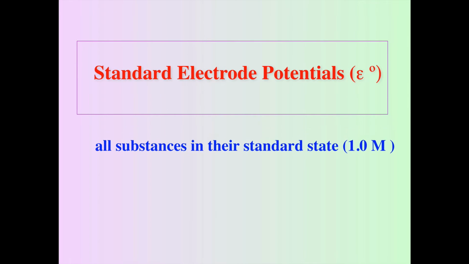Standard electrode potentials. What is this? All substances in their standard state, 1 molar. So when we did the lab, we were testing for iron in food.